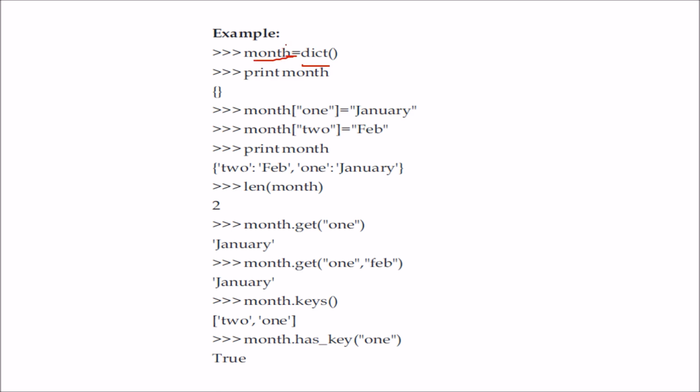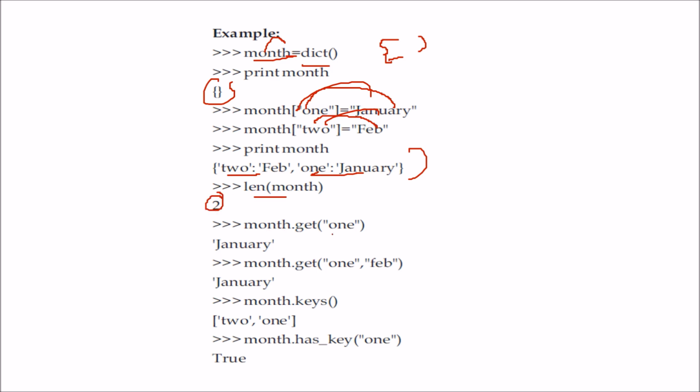So when you make it, month has become a dictionary. When you print month, it will give you empty curly braces. When you say month 1 is equal to January, January will come into 1. Month 2 equal to February, February will come into 2. When you print month, January and February will come along with 1 and 2. So 2 colon Feb, 1 colon January, and there is no specific order. When you want to find out the length, the number of key value pairs, there are 2 key value pairs, that is going to come.